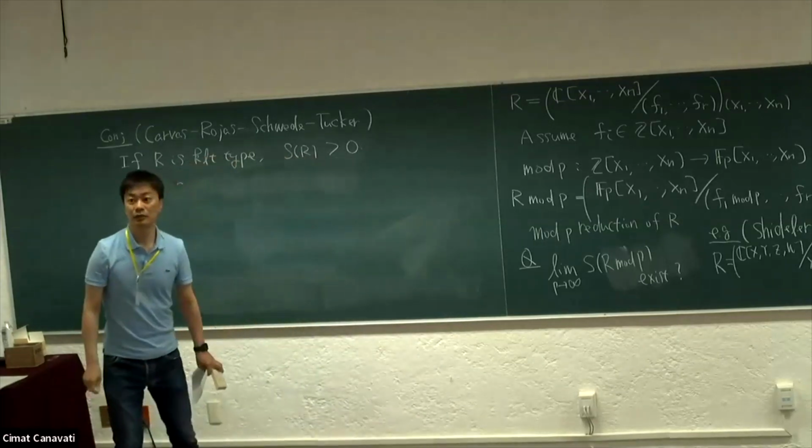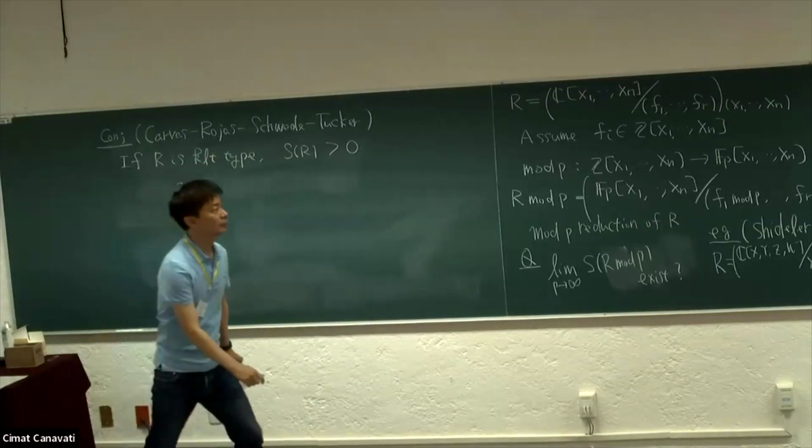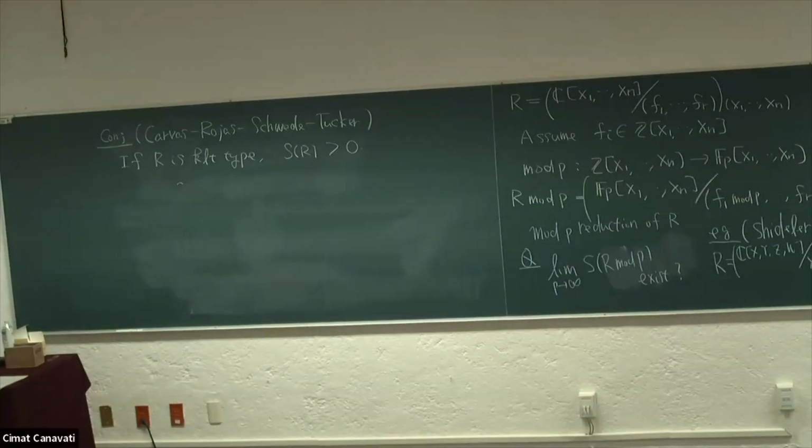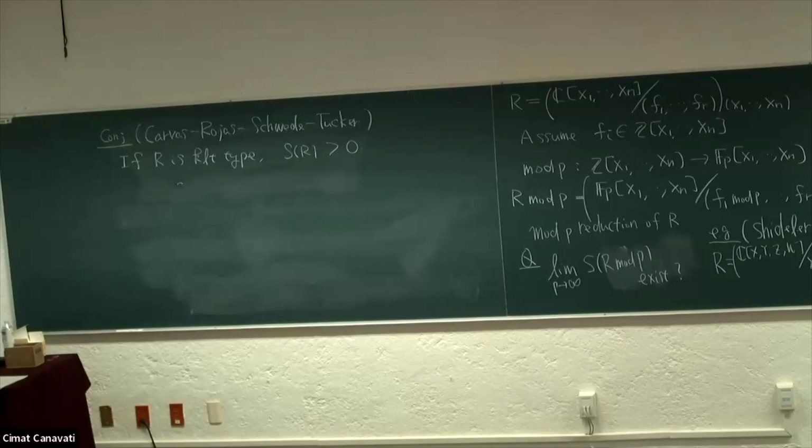Can I just clarify something? When you said that if and only if R is KLT type, did you say that the if and only if is only if you believe the conjecture? Right. Sorry. If you believe the conjecture, this one. Great. Just checking. Thank you. Yeah. We don't know in general whether this is true or not.